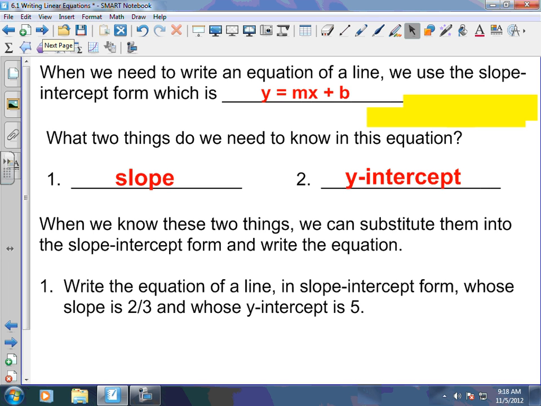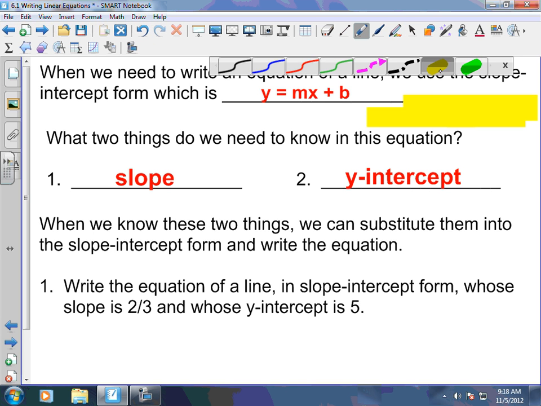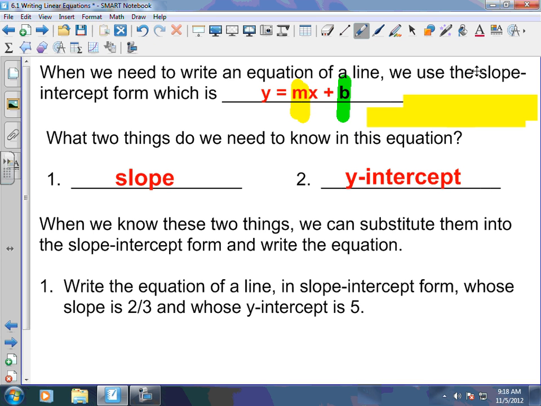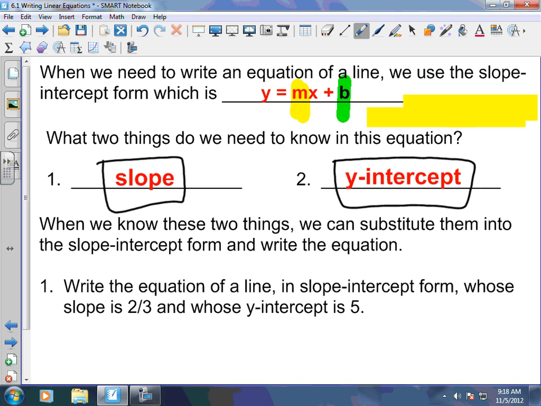In order to write an equation of a line, you will use slope-intercept form. Y equals mx plus b. As you know, the number next to your x is your slope. The number by itself is your y-intercept. You need to know two things in order to be able to write an equation of a line. You need to know your slope, and you need to know your y-intercept. If you know these two things, you can write an equation of a line.